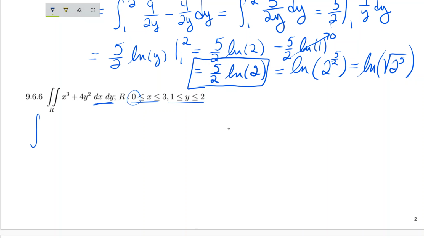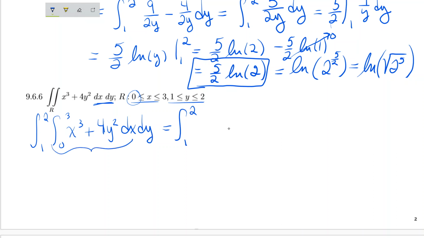So to do this properly, y is going from 1 to 2, and x is going from 0 to 3, x cubed plus 4y squared, dx, then dy. Now be careful with this one. Remember, we're integrating with respect to x first. So I'm just going to pull this y stuff along for the ride because I haven't done the y integral first, and I'm focusing on doing the dx integral first.